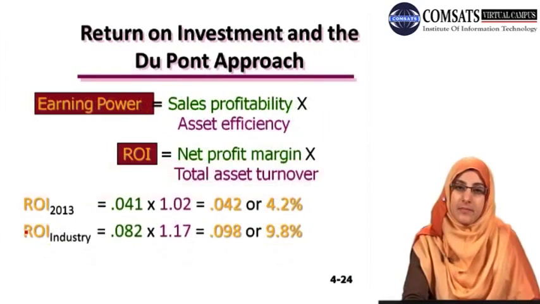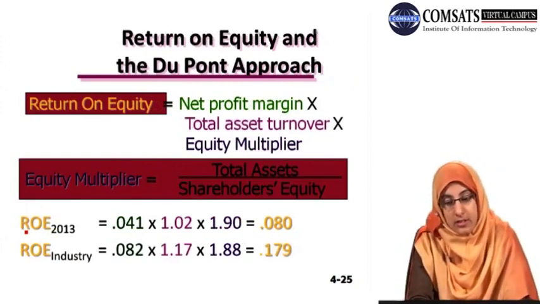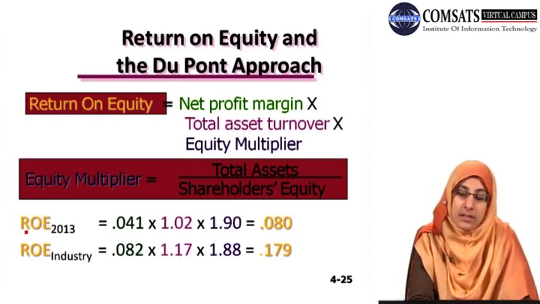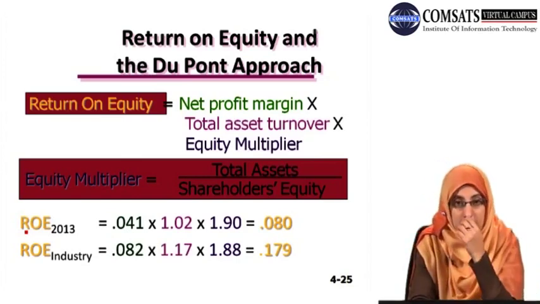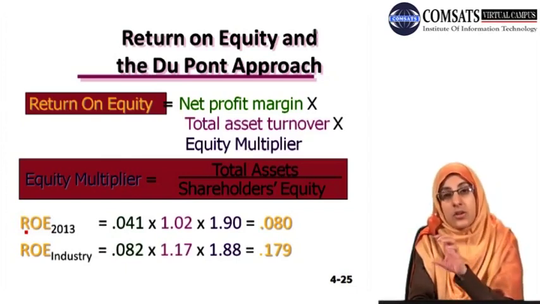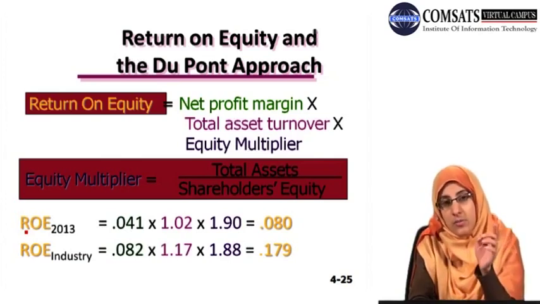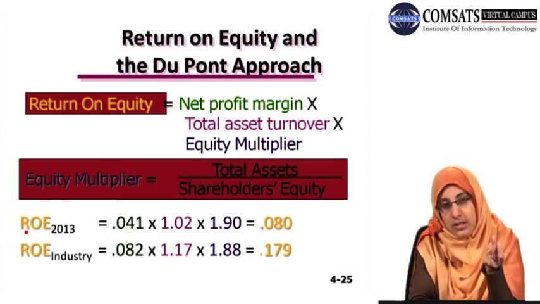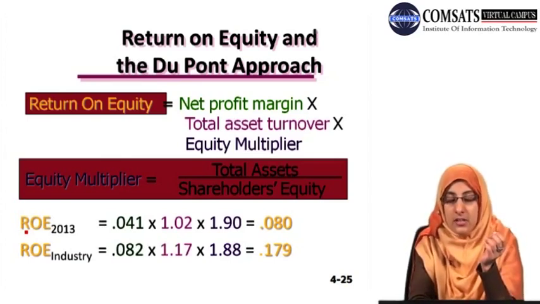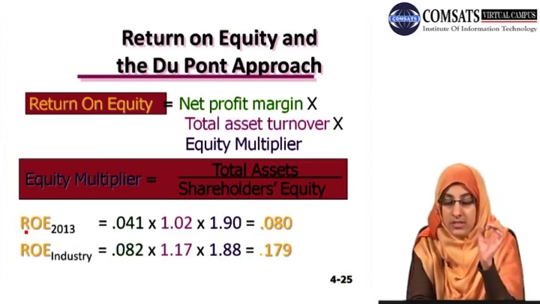Then, now, another way of finding your return on equity through the DuPont approach. For return on equity, we multiply our net profit margin with the total asset turnover and then the equity multiplier. Well, the equity multiplier gives you information about the total assets being financed through shareholders' equity. That is the asset to equity ratio. That tells you how much of your assets are actually financed by your shareholders' equity. The formula of the equity multiplier is equal to total assets over shareholders' equity.